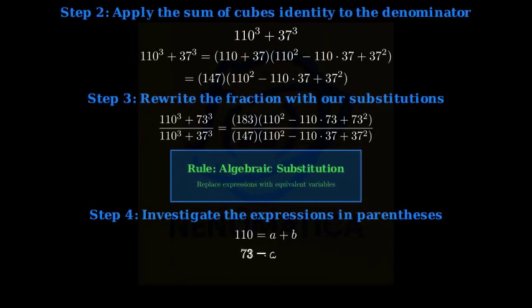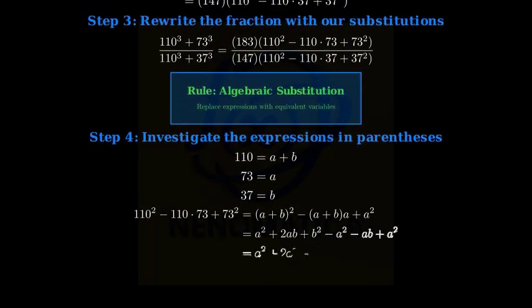In the numerator, we have 110 squared minus 110 times 73 plus 73 squared. We can substitute 110 with a plus b, which gives us a plus b squared minus a plus b times a plus a squared. This simplifies to a squared plus 2ab plus b squared minus a squared minus ab plus a squared, which further simplifies to a squared plus b squared plus ab.